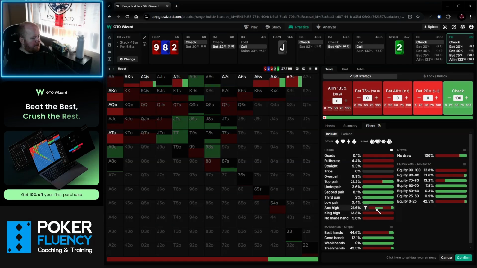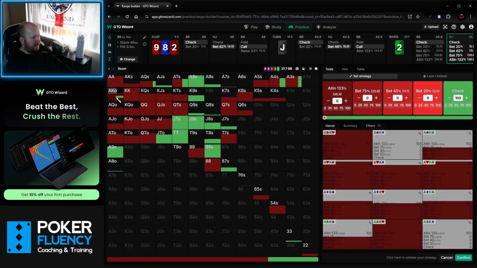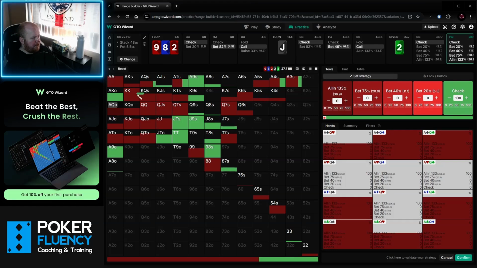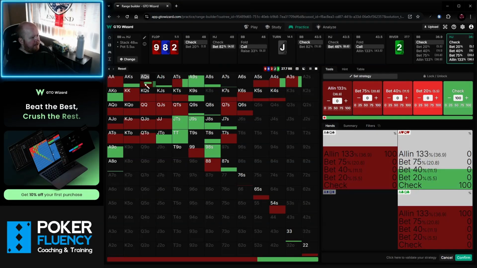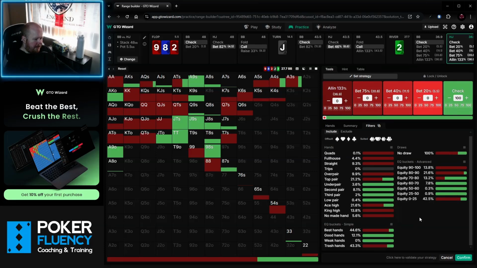Ace high, we do have some bluffs here already, but I think stuff like ace-king probably doesn't need to bluff, so we'll get rid of that. Ace-queen, you could maybe make the argument that ace-queen is weak enough that it probably does need to bluff here, especially because it has that straight blocker. I think we can bluff that. This might be pretty good, honestly.